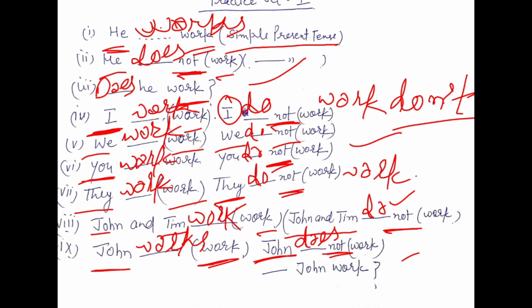Next is the sentence in interrogative form. And here John is a singular noun. With a singular noun, you have to use the helping verb does. Does John work? The main verb is work, and when you have to use does, no need to use S/ES with the main verb. And I thought that you have got a proper understanding regarding the use of do and does with the help of this practice set.